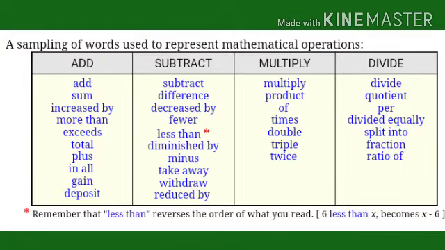The skill of translating between verbal statements and algebraic expressions requires an understanding of the words that are commonly used to represent mathematical operations. Add, sum, increased by, more than, exceeds, total, plus, in all, gain, deposit are the words commonly used to represent the operation of addition. Similarly, there are many other words to represent operations like subtraction, multiplication and division, etc. So, kindly go through the table below.